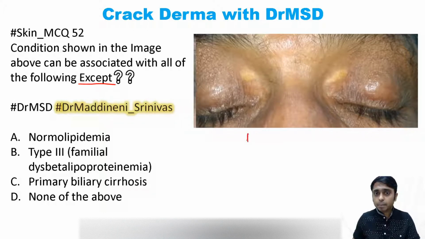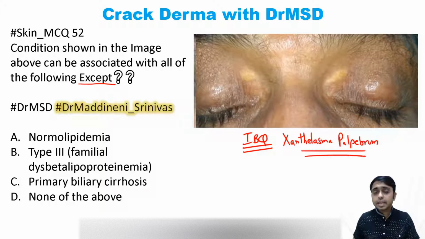This is a potential image based question which can be asked in the future exams. Diagnosis is correct. So the next challenge is to know what are the associations of this Xanthelasma palpebrum. In the options we have normolipidemia, type 3 or familial dyslipoproteinemia, primary biliary cirrhosis, and also none of the above.